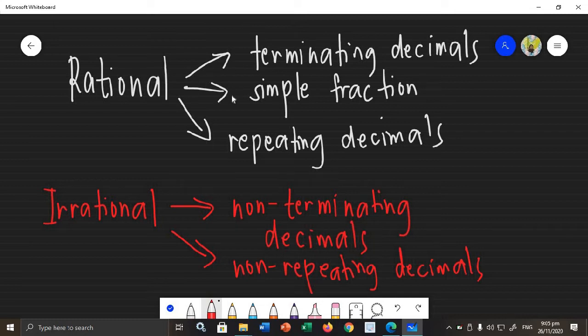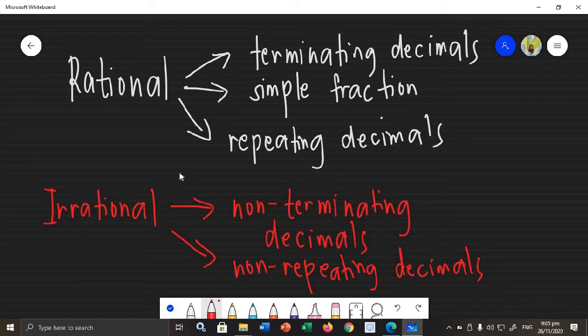And then, if the given is a fraction, a simple fraction, it is also a rational number. And then, if the given is a repeating decimal, therefore it is also a rational number. Because all of them can be written as a simple fraction or as a ratio. That is why they are considered rational numbers.